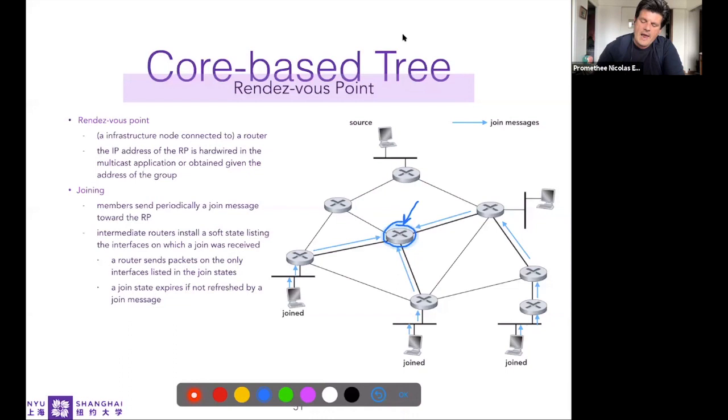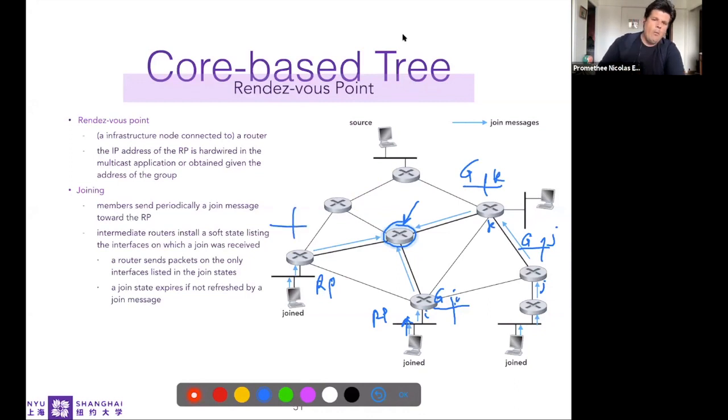And what's going to happen? Everybody is going to send to the RP, to the rendezvous point, a join. And the join will install a state where I'm going to say that for the group G, I need to go through the interface I. If it's J, for G, I'm going to go through J. If it's K, I'm going to say that to reach a member, I need to go through K. And all the routers are going to install those states.